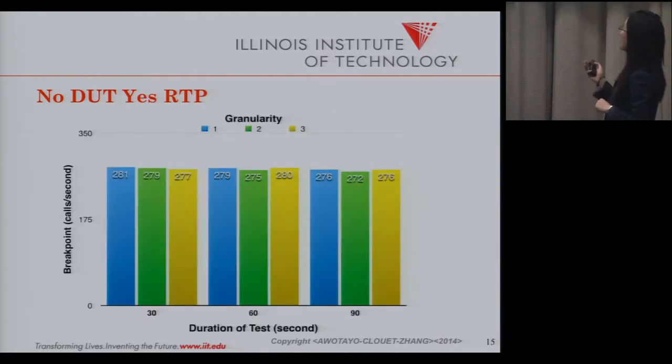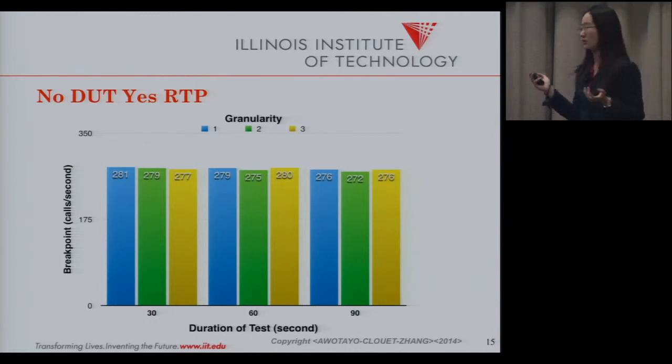And here is the graph to show the breakpoint and the duration of test. You can see the results are very close whatever the granularity is, and whatever the duration of test we took. So we can conclude that the granularity and the duration of test don't have influence on our test result.